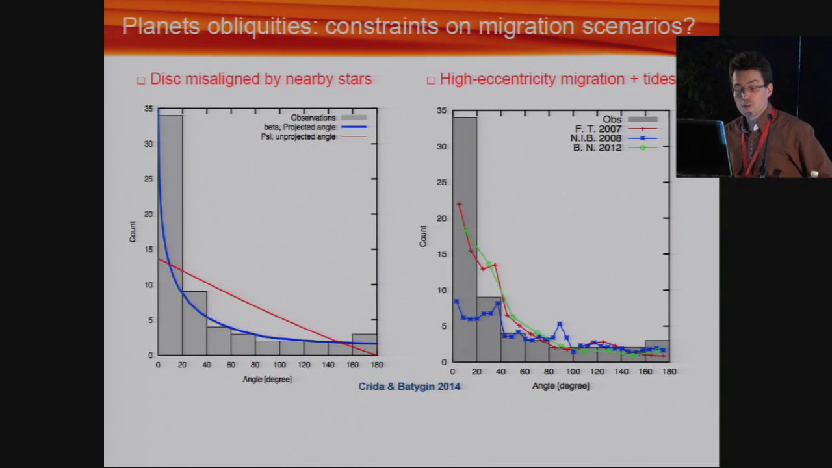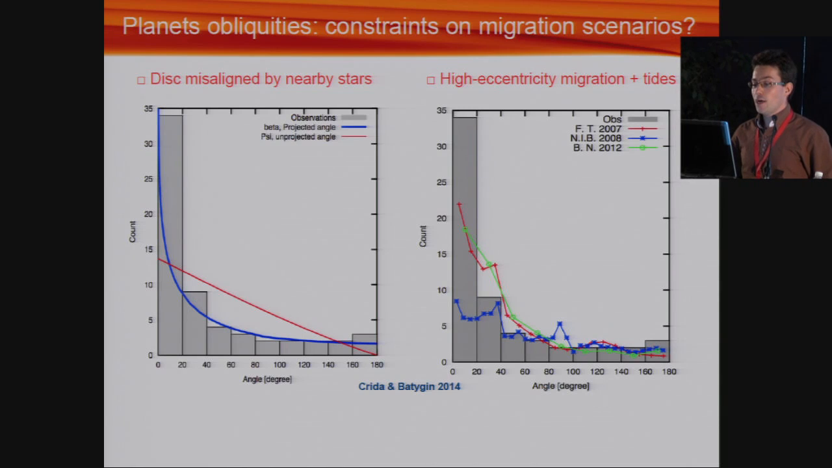So to finish with the first part of my talk, I would like to briefly mention the recent work by Crida and Batygin, who compared the observed distribution of projected obliquities with the statistical predictions of two different misalignment scenarios. One on the left-hand side is this disk misalignment scenario due to the interaction with nearby stars, and the one on the right-hand side is the different models of high eccentricity migration plus a tidal friction model. The takeaway message from these two plots is that both mechanisms can successfully reproduce the observed trend beyond some obliquities, say beyond 30 to 40 degrees, but that both mechanisms tend to underpredict the number of aligned hot Jupiters.